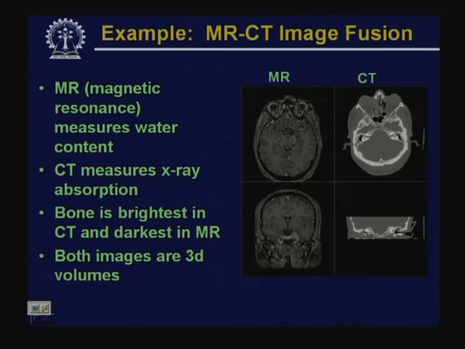So, if I can combine the magnetic resonance image along with the CT X-ray image, in the fused image that you get, you can get both pieces of information, that is the water content as well as the nature of the bone, in the same image. So, naturally the information extraction is much easier in the fused image.